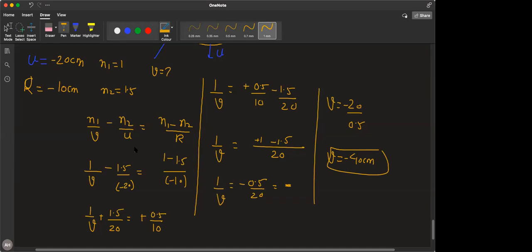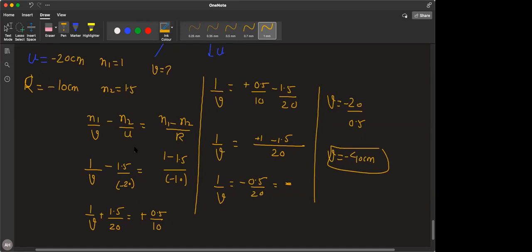Yes, sir. Okay, so I'll stop here. So this refraction through a spherical refracting surface is over. In the next class, we will continue with the lens. I guess next class would be the last class of refraction. Only lens is left. If you have doubts, we can discuss.